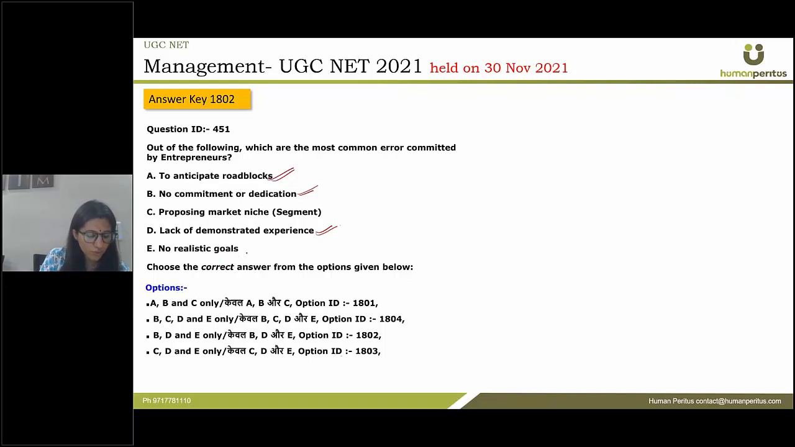All right. The next one is no realistic goals. Obviously, if the entrepreneur has set unrealistic or unmeasurable kind of goals, he or she would be making a major blunder to his or her business. So this also is the most common error they must be committing while getting into a business. So which all are the correct? B, D and E. B, D and E. Other two are the good things and not the errors to be considered.